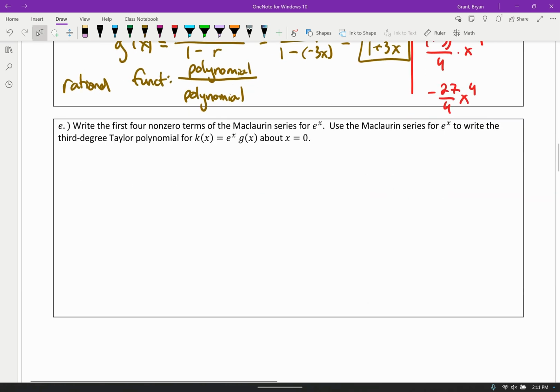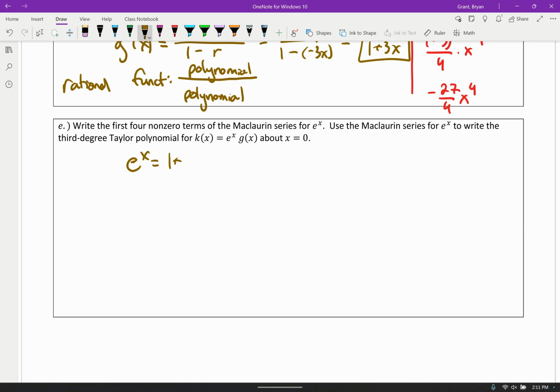All right, let's move on to E. E wants us to find the first four non-zero terms of the Maclaurin series for e to the x. I'm going to stop right there because we know this. This was one of our key must-knows at the beginning of this video. We need to know e to the x.